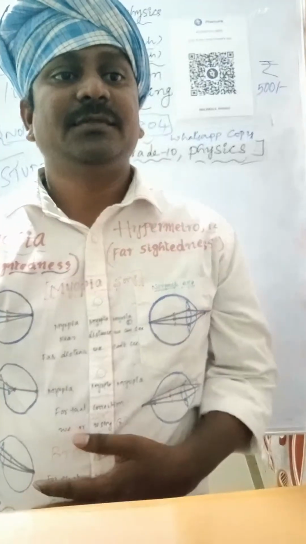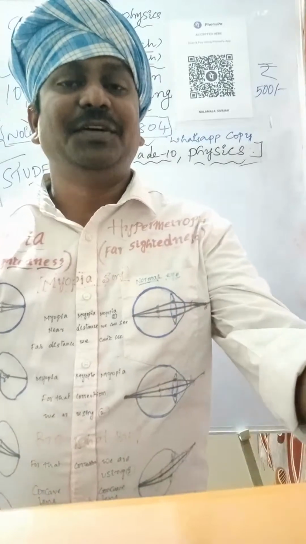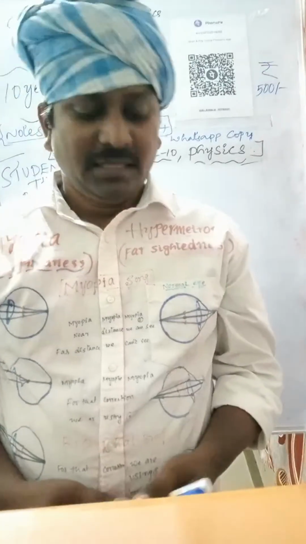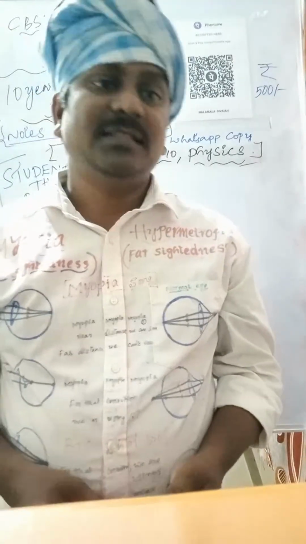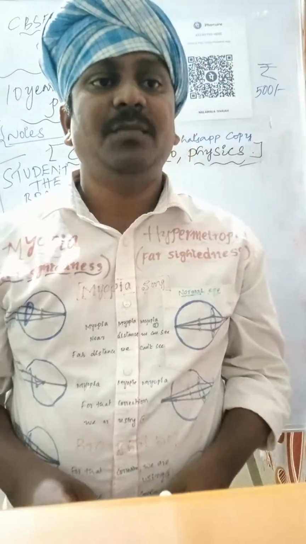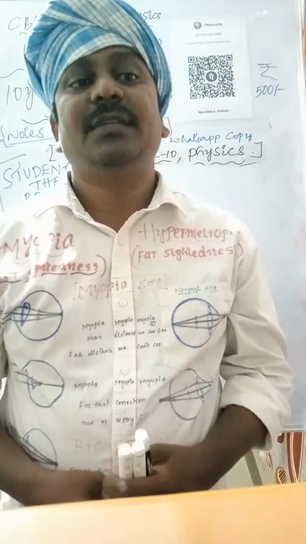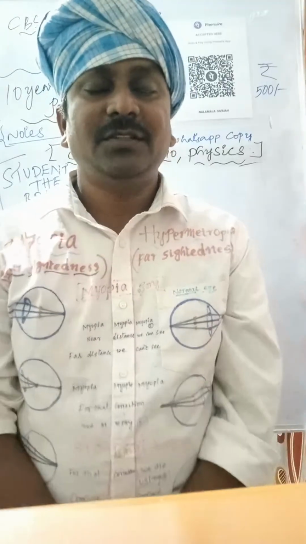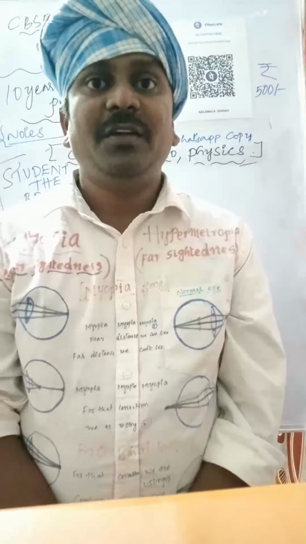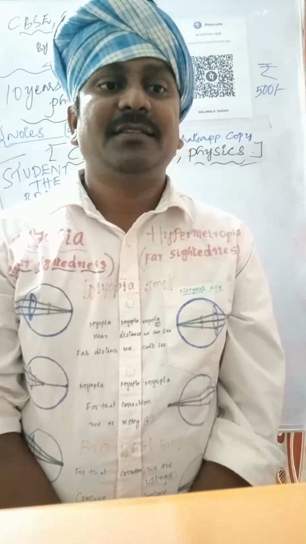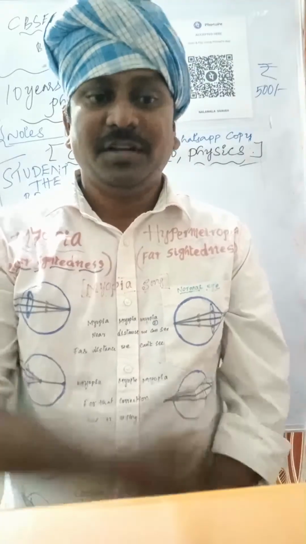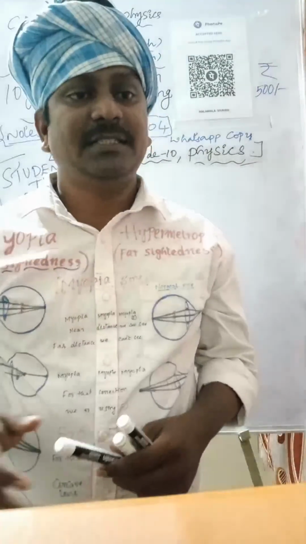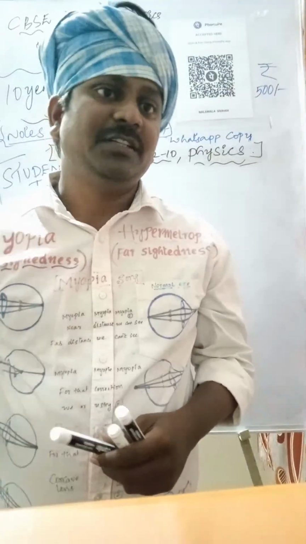Whatever I am drawing here is a human eye only. The eye is the most sensitive organ. We are able to see the world with the help of the human eye. If you close your eyes, you can't see anything. Open your eyes, we can see everything. So in this class we'll learn about the parts of the eye and their functions.